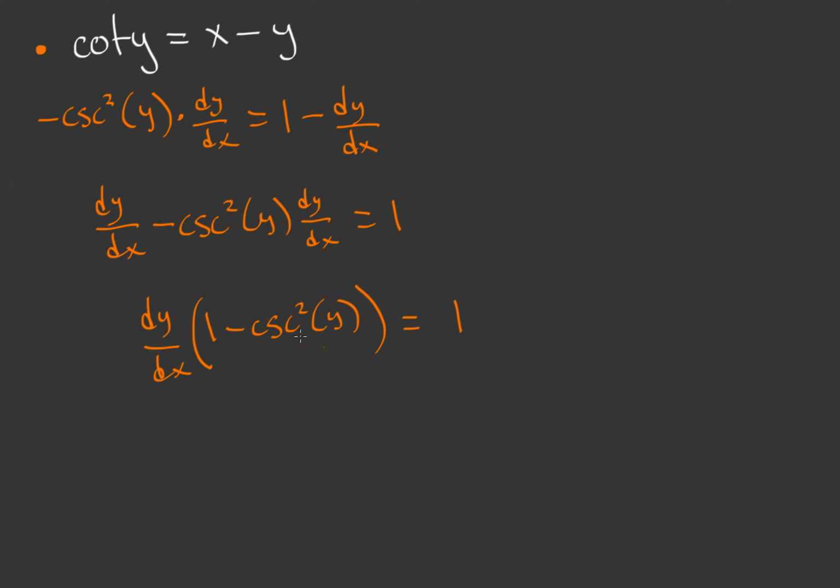So if we just divide both sides by this part right here, we can get dy over dx is equal to 1 over 1 minus cosecant squared of y. And that's your answer for the second one.